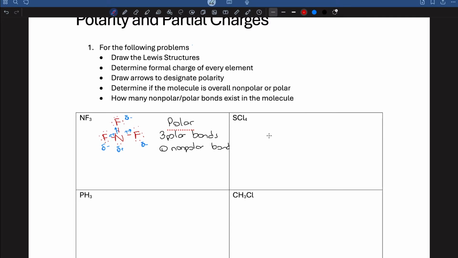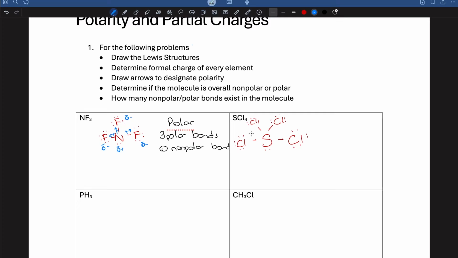SCl4. Sulfur is going to be in the middle, surrounded by the chlorines. And sulfur 6, sulfur still has a lone pair over here, and each chlorine will have 3 lone pairs. Make sure to draw that. And as we finish this Lewis structure, we'll notice that each element has exactly what it wants according to our HUNC mnemonic. So all of the formal charges in the structure are 0.